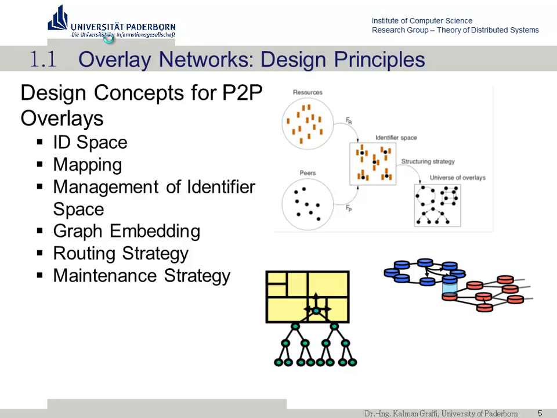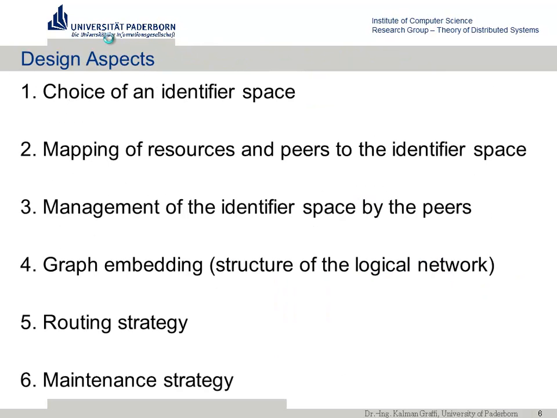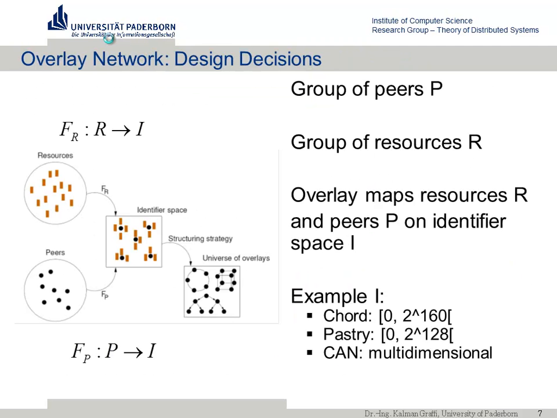And then you have the graph embedding, where you create out of these nodes some graph, some topology. With the routing strategy, you define how you use this topology to go from one point to another, based on what you are looking for. And the maintenance strategy defines how you keep that network intact, so how you keep it connected. That's the overview.